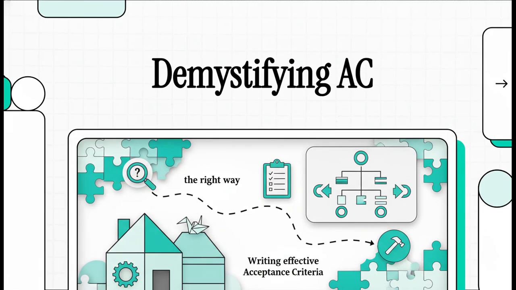Welcome to the Explainer. Today, we are diving deep into a concept that is absolutely crucial for anyone in the software world, acceptance criteria, or AC for short. Get this right, and you'll build amazing things. Get it wrong? Well, that's what we're here to prevent.